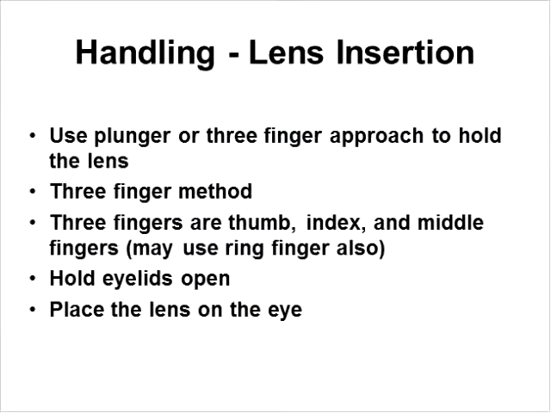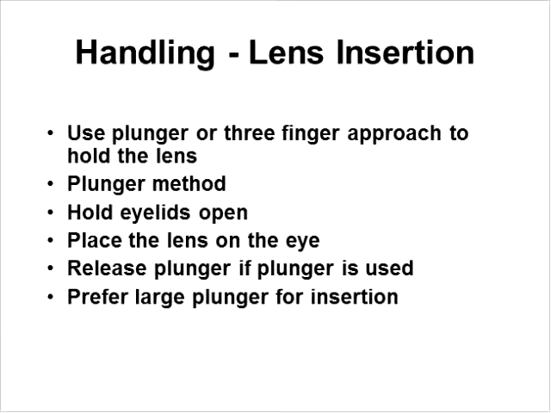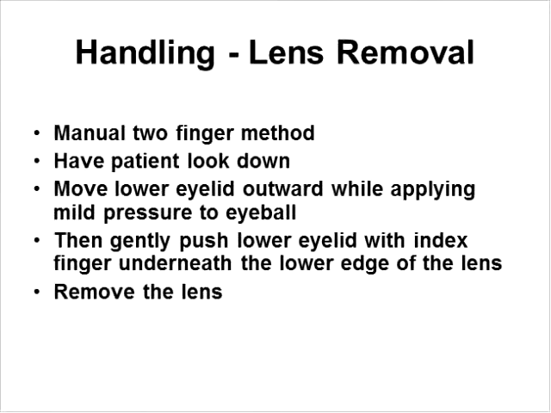And as you can see here is a lens filled fully. For insertion, it's helpful to have a plunger, or you can use 3 fingers to hold the lens. When using the 3-finger method, the fingers are the thumb, index, and middle fingers. It's important to hold the eyelid open, and I like to ask the patient to hold the opposite eye open as well before placing the lens on the eye. The plunger method is just using the plunger as we saw in the picture, holding the eyes open and inserting it onto the eye. I tend to like the large plunger for insertion.